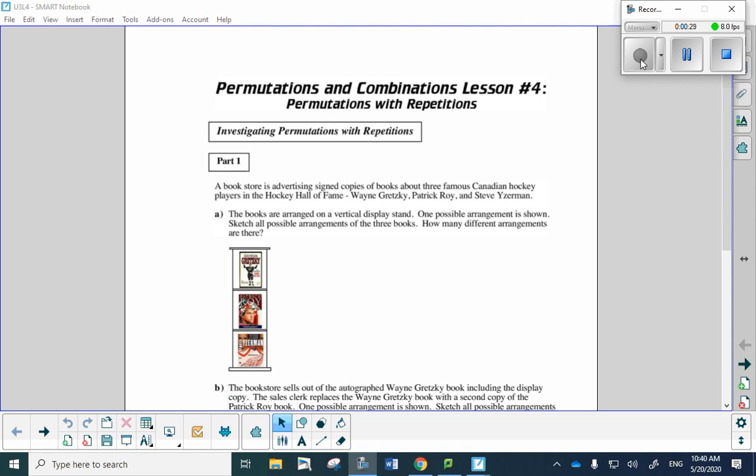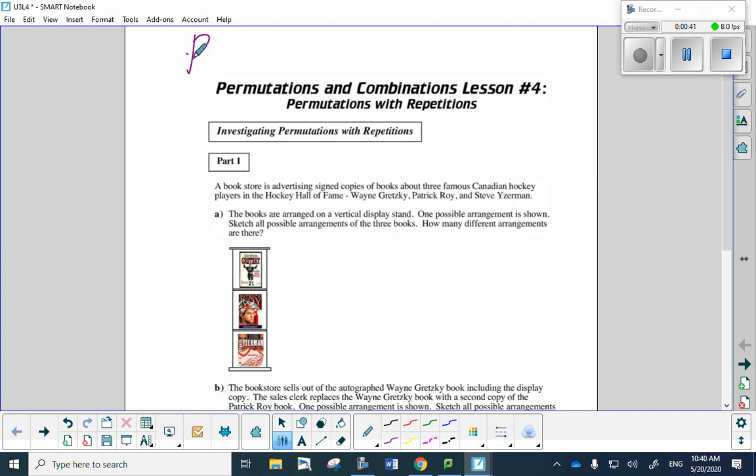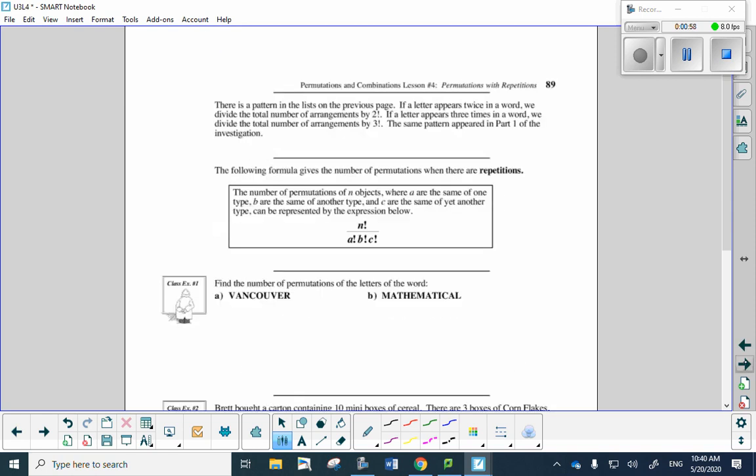We're going to look at lesson number 4, permutations with repetitions. So this is on page 87 of your workbook, if you want to make sure that you're following along. Now, like I said, we're going to skip this first investigation, part 1, and I'm not going to worry about part 2 on the next page. I'm going to go straight to the definition and the formula that they give us when we're having to find the number of permutations with repetitions.